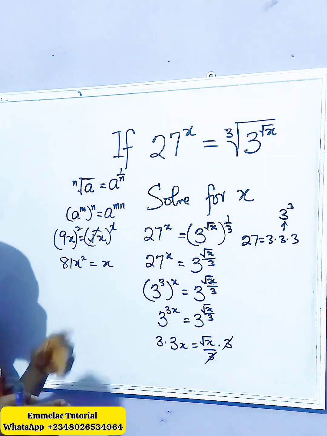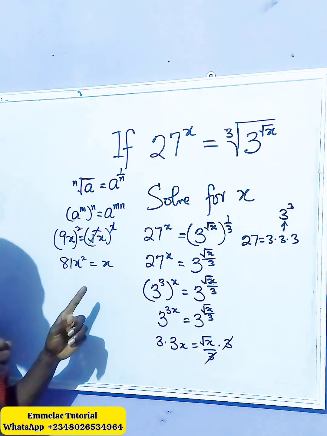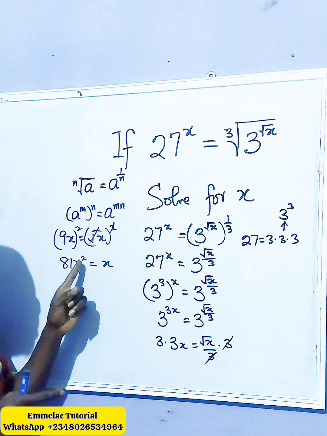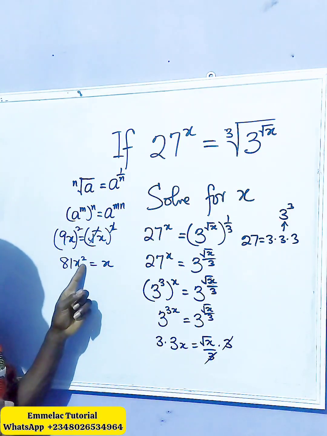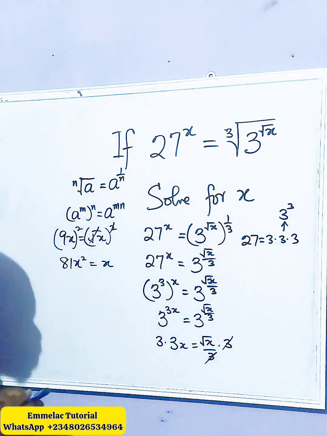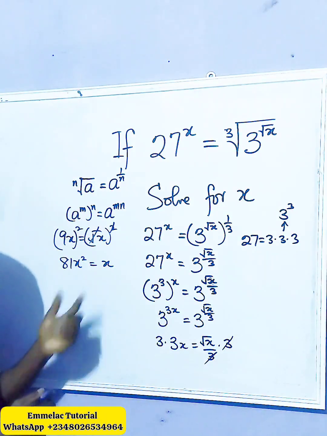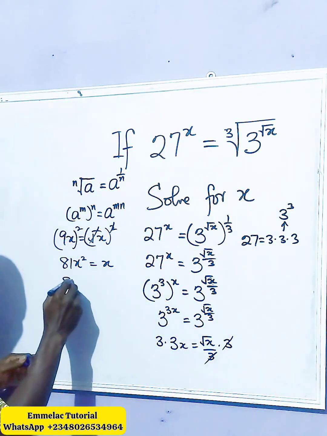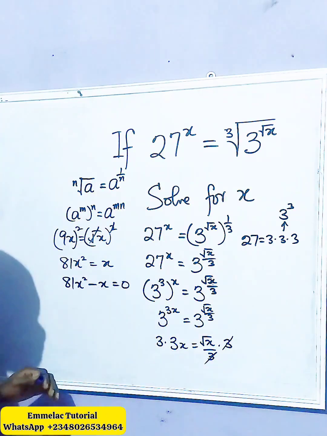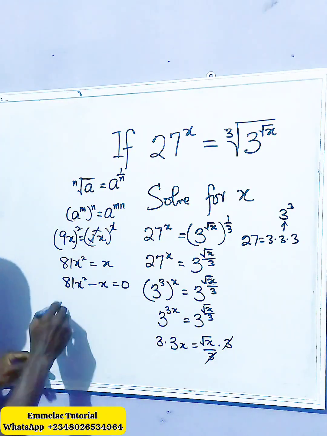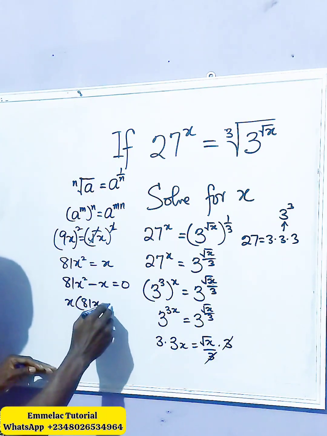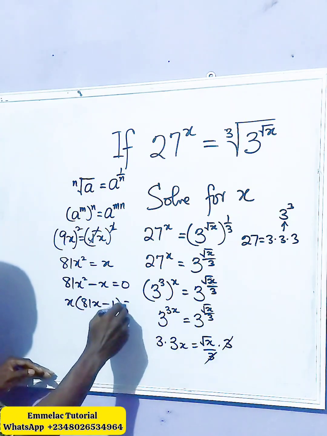Now at this point, let us not make the mistake of dividing both sides by x. This will eliminate one solution of x, because x here is of degree 2, and because it is of degree 2, it will have 2 solutions. So let us equate the equation to 0. Here we have 81x squared minus x equals 0. Now let us factor out x. So here we have x times 81x minus 1, all equals 0.